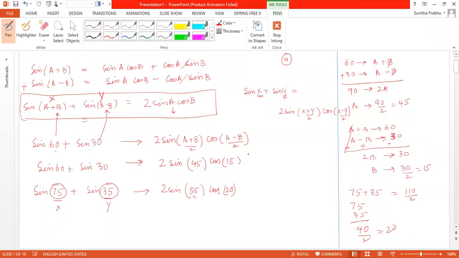So this is our first identity. Sin x plus sin y is equal to 2 sin (x plus y) by 2 into cos (x minus y) by 2. That is also a way to learn this. Please remember that this divided by 2 is for the angle. It's not the whole thing divided by 2. It is the angle divided by 2.